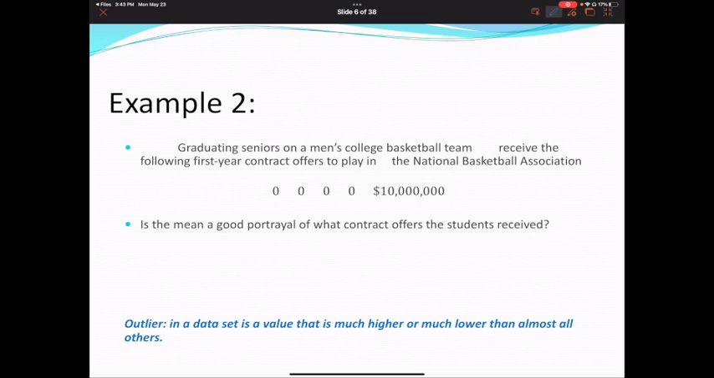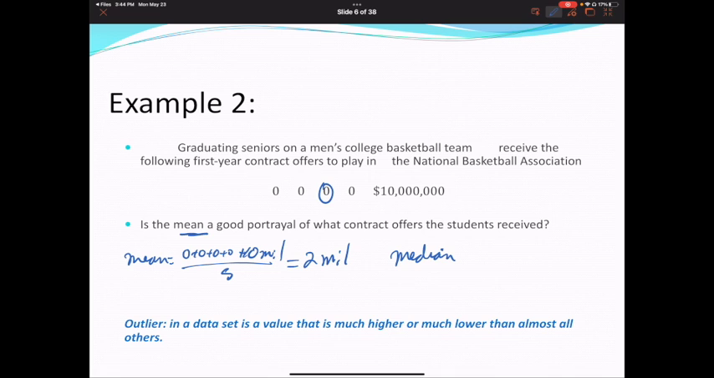I got 0, zilch, bupkis, $10 million. Do we think the mean would be a good portrayal of what contract offers our students typically receive? Well, our mean in this case would be 0 plus 0 plus 0 plus 0 plus 10 mil divided by 5, which gives you a cool 2 mil, which is nothing to shake a stick at. But that's really different than our median, which in this case would be 0, and our mode, which would also be 0.